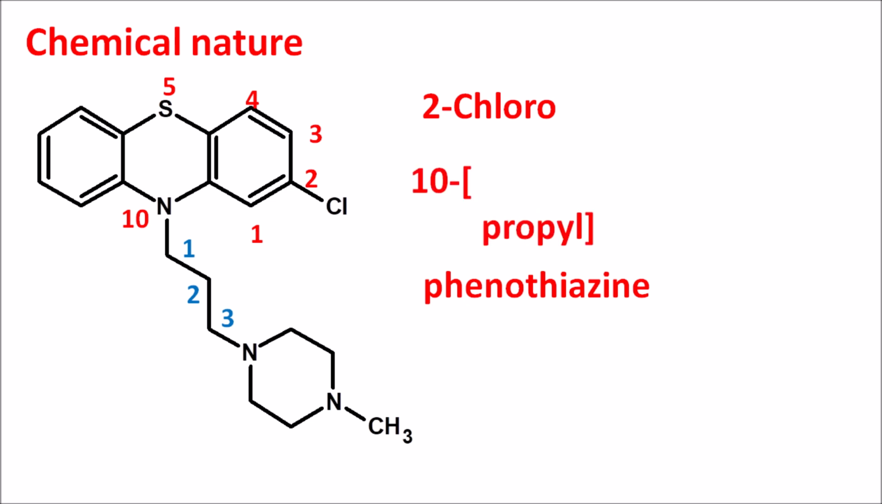Now to this propyl chain, the piperazine ring is attached by the first position. And this piperazine has the methyl group at the para position, so we can write this as 3-4-methyl piperazine 1-yl. That is the complete name of prochlorperazine.